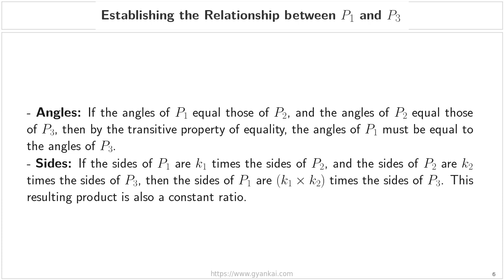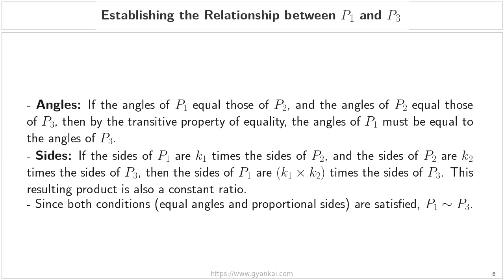Next, let's examine the sides. In slide 4, we defined the ratio of the sides of P1 to P2 as a constant, K1. In slide 5, we saw that the ratio of the sides of P2 to P3 is another constant, K2. If we combine these, the sides of polygon P1 are K1 times the sides of P2, and since those sides are K2 times the sides of P3, the sides of P1 are actually K1 times K2 times the sides of P3. Since multiplying two constants always results in another constant, we have maintained a proportional relationship.